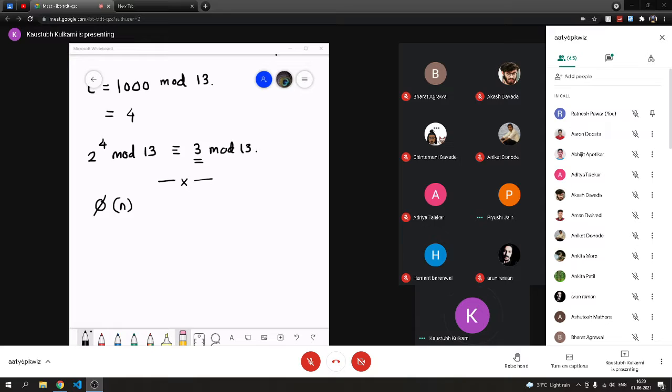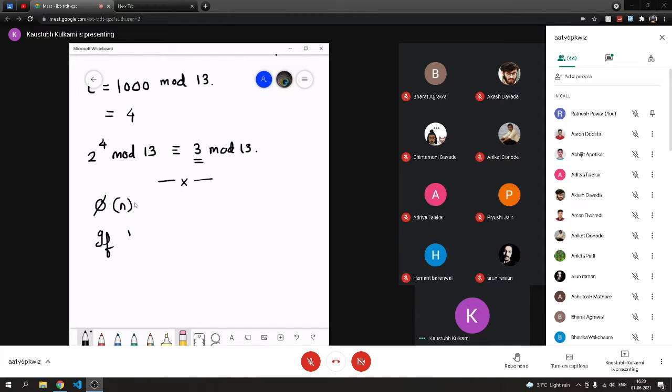It's the number of integers j between 1 and n such that GCD of j and n is 1. Yes. Correct. Good. So that is what is given by the totient function or phi function of n. Based on this function, now we have a theorem which in fact generalizes Fermat's theorem.